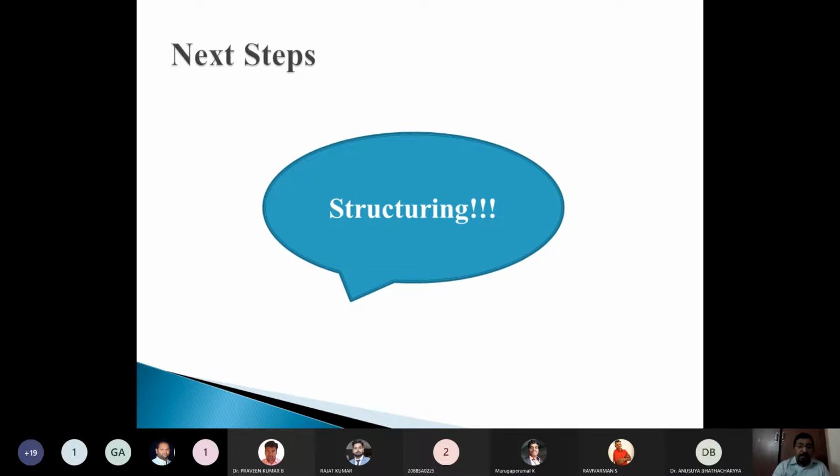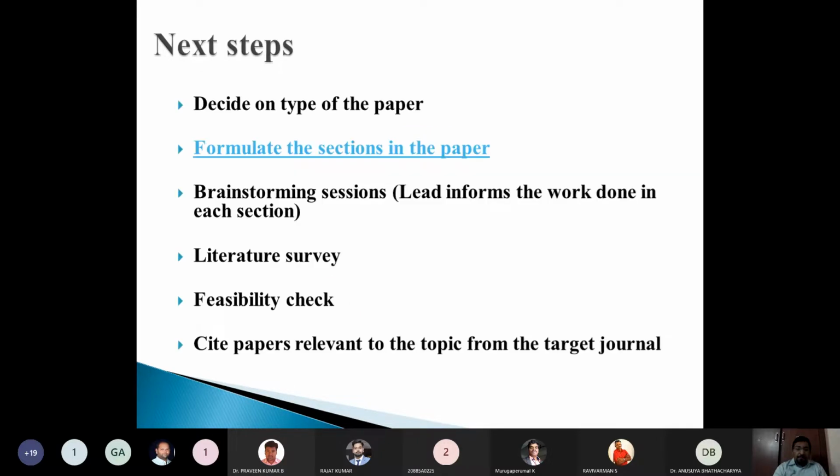Then the second part is structuring. How do we structure, or how do we put together the different sections of our paper? Before that, though we have an idea, we need to decide the type of the paper. As I said, it might be a review article. It might be, as one of the professors said, a short communication, or maybe a proposal, right?